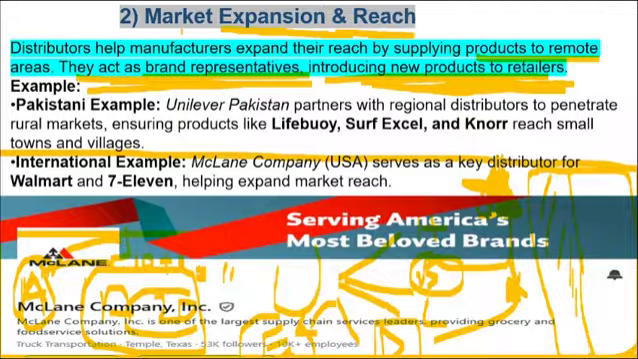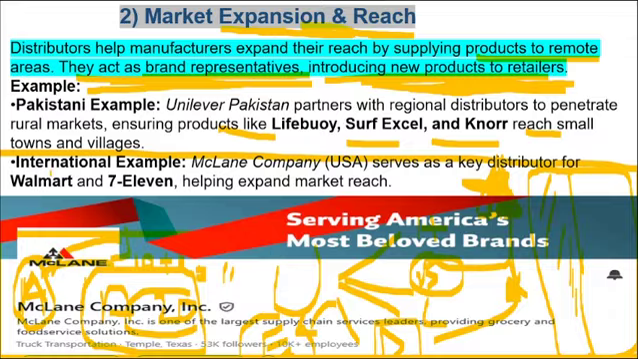What they are doing, they are expanding the market, also reaching the product to the remote areas. This is the example which I've given to you. Let's see the Pakistan example. Unilever Pakistan partner with the regional distributors to penetrate rural market, ensuring products like Lifebuoy, Surf Excel, Kanar reach the small towns and villages. Okay, I've given you the example of Unilever.